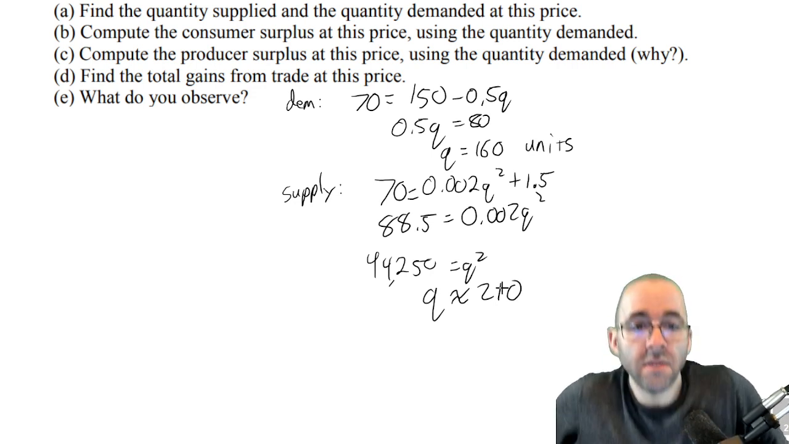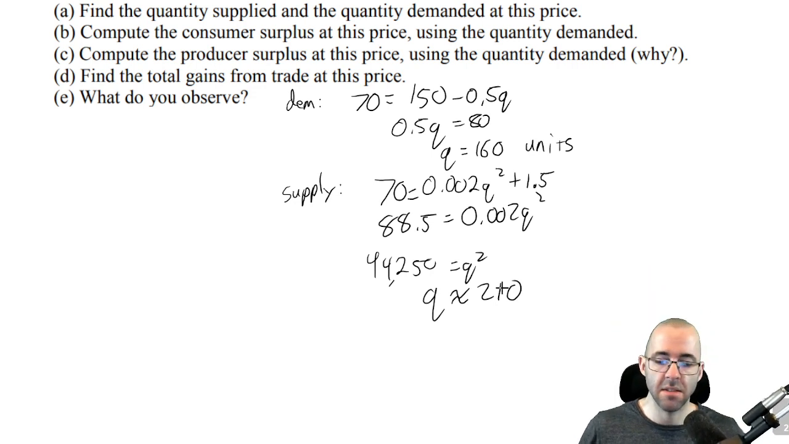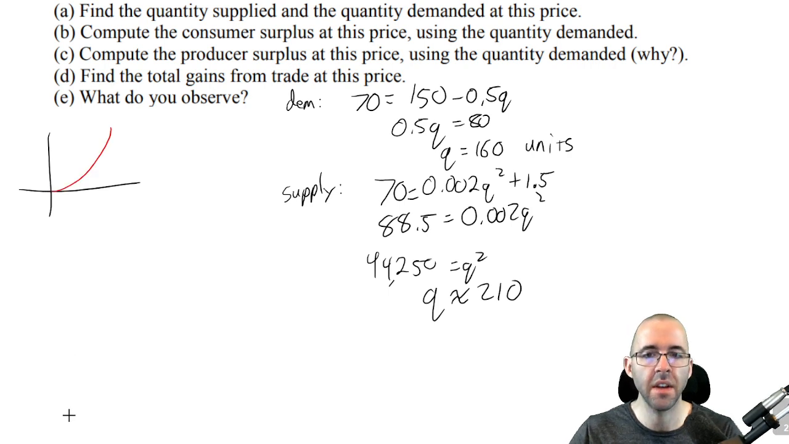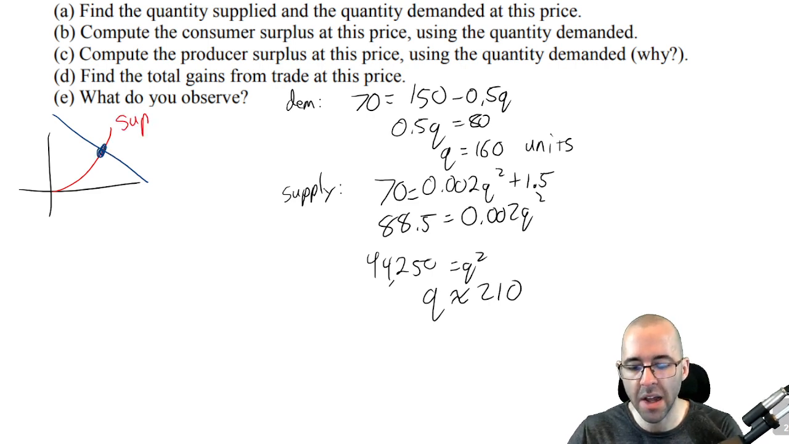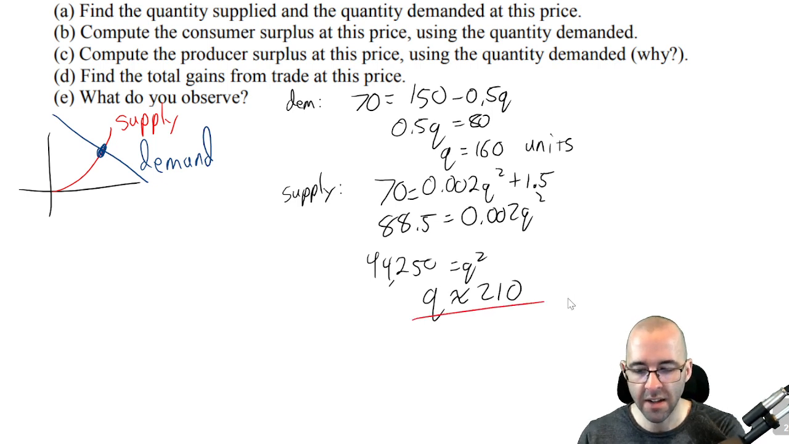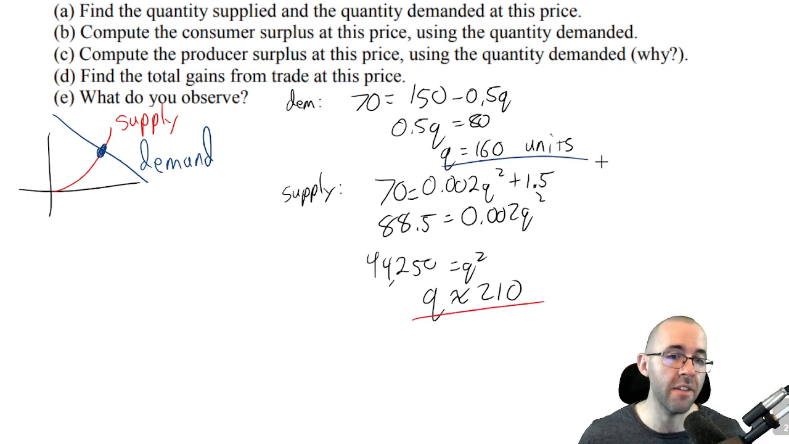Okay. So at a higher price, remember what supply and demand curves look like. The supply curve here is a parabola. The demand curve here is a line. After the equilibrium point, this is supply, this is demand, and supply should be higher. You can see that supply is indeed higher than the demand to the right of this.